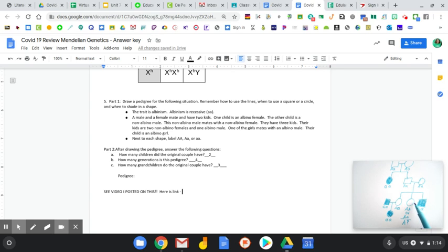Well, we would have to wait and see if she ever has kids, and what their phenotypes would be, if they have albinism or not. So that is the answer to this pedigree.